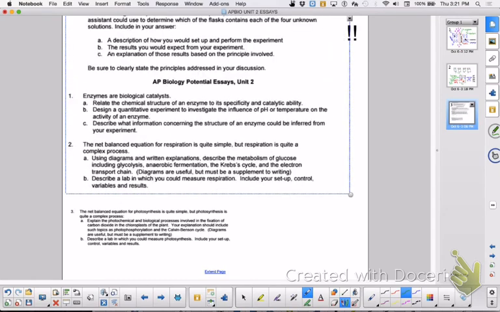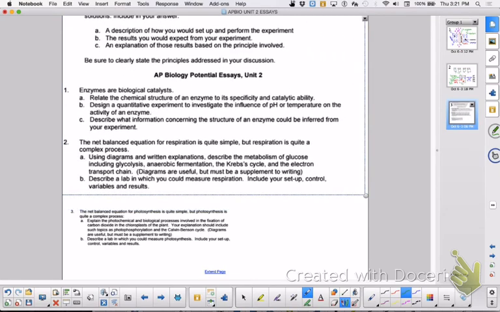Enzymes are biological catalysts. Relate the chemical structure of an enzyme to its specificity and catalytic ability. Then design an experiment to investigate the influence of pH or temperature on the activity of that enzyme and any information you could find out about the structure. Okay, so let's deal with the first issue. It says, relate the chemical structure of an enzyme to its specificity. Why is it specific? And its catalytic ability.